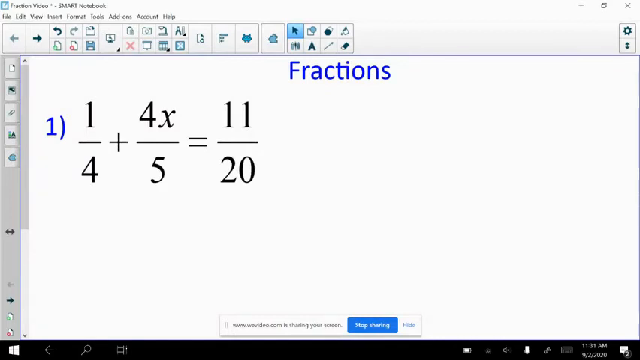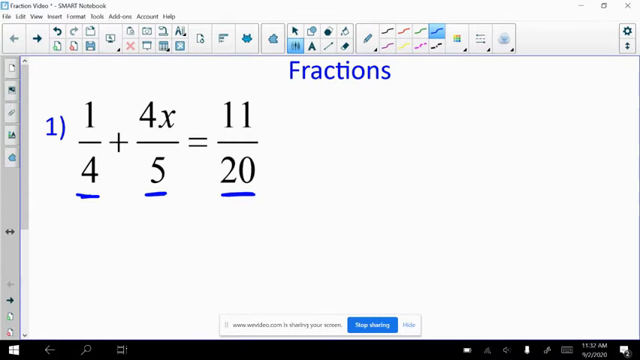Okay, so this video is going to teach you how to do these fraction problems. This is when you have all three fractions, and the goal is to get the denominators to all be the same. So that's where we're going to look first. We're going to look at the 4, the 5, and the 20. And what we would like is for them to all be the same.